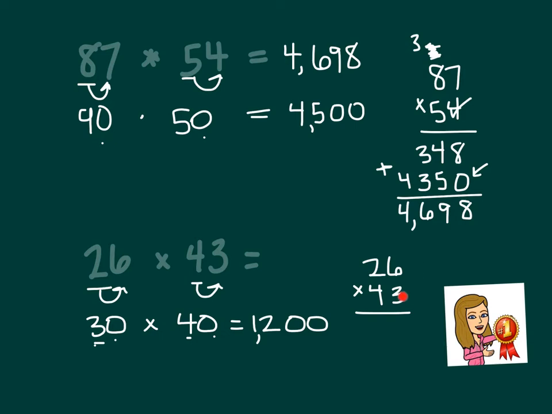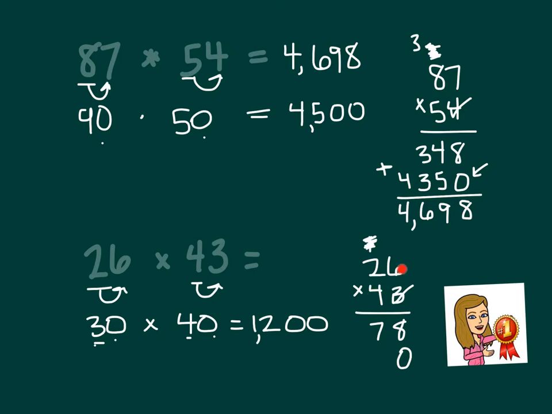3 times 6 is 18. Put the 8 down, carry the 1. Then 3 times 2 is 6, plus 1, 7. All right, check off the ones place, already done. Placeholder ready. Clean up my work from before. Now I'm ready to go.